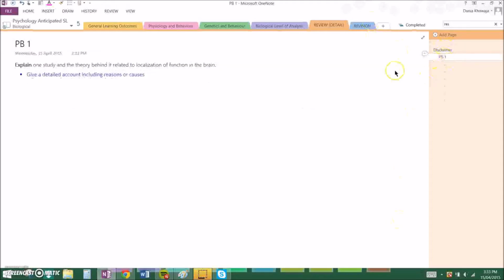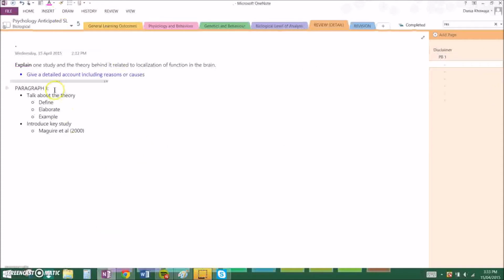And yeah. So the question is, explain one study and the theory behind it related to localization of function in the brain. And the command term is give a detailed account including reasons or causes. I don't include the command term in 8 marks, but it is better if you do, I guess.